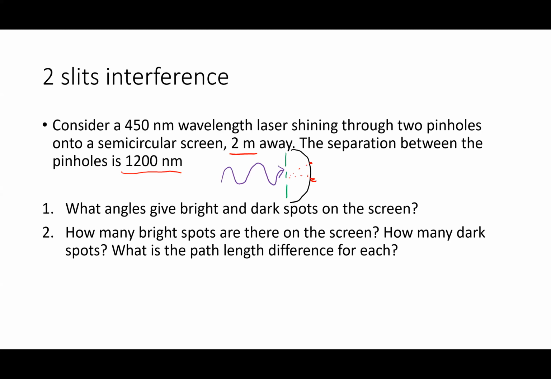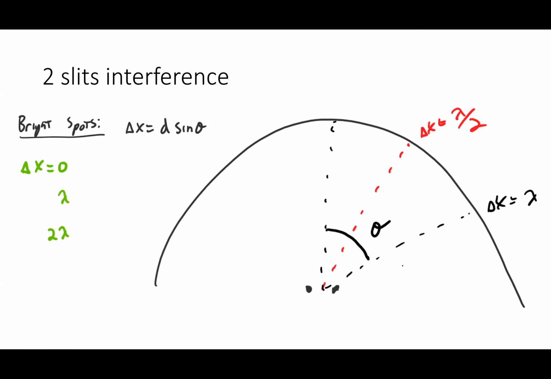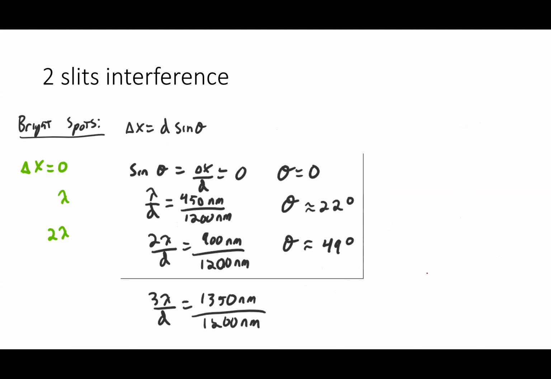And I know that every light and dark spot will show up on the screen. There's no edge of the screen that I've got to worry about or anything weird happening like that. So I can use the equation I just figured out to find the angles that give me bright spots and dark spots. So for bright spots, I'm looking for a path difference that corresponds to either 0, lambda, or 2 lambda. And I'm going to use delta x equals d sine theta.